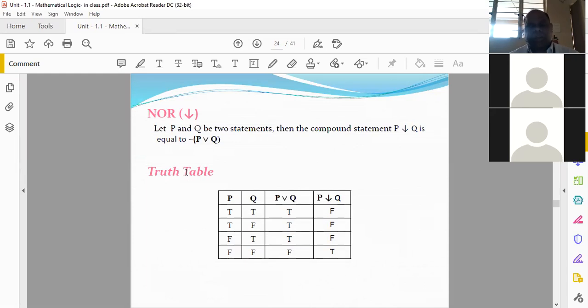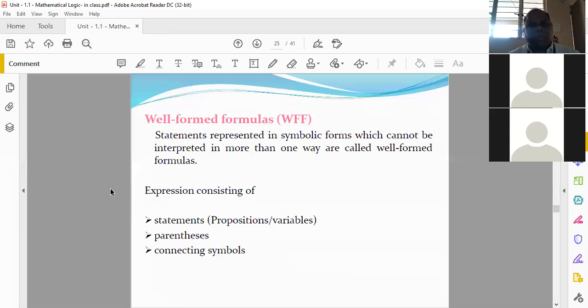NAND gate and NOR gate. In total, the 8 connectives we discussed in the class 2 memo, and we also performed some examples. Okay, parallelly. Yes, guys. So now we are moving to the next topic.